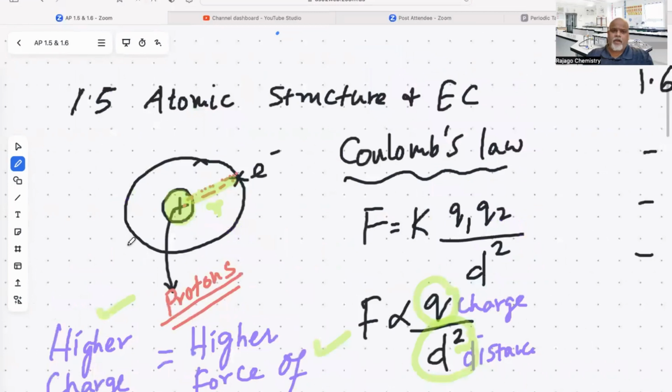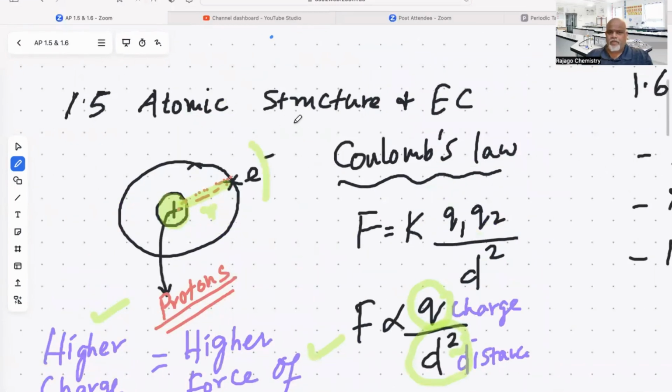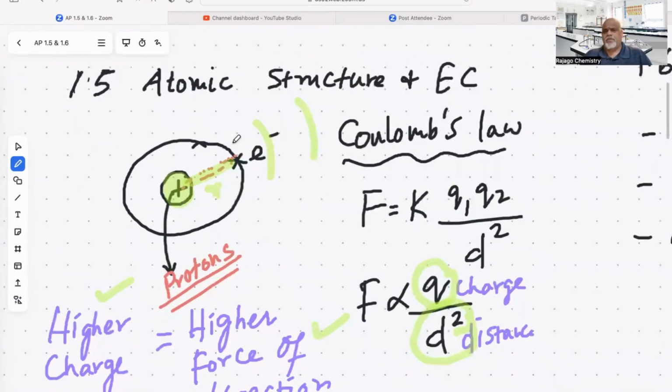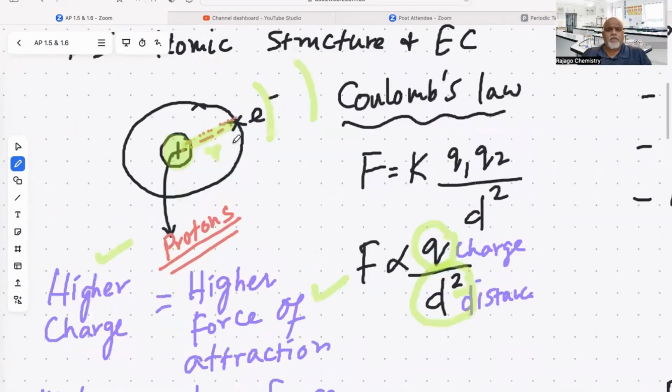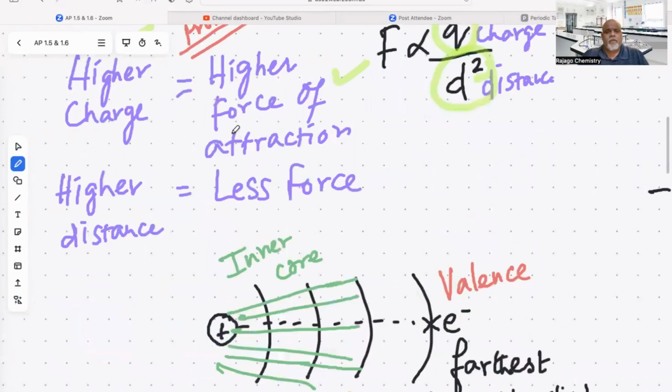That means if the electrons are far away, in the second orbit or the third orbit, they are going to have less force of attraction. So this is very important. You should have a clear picture about this.